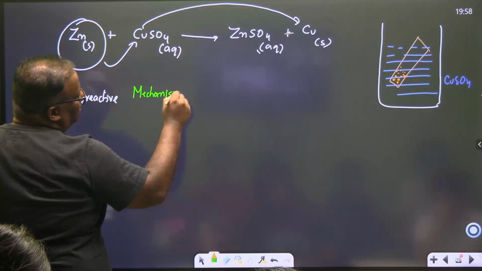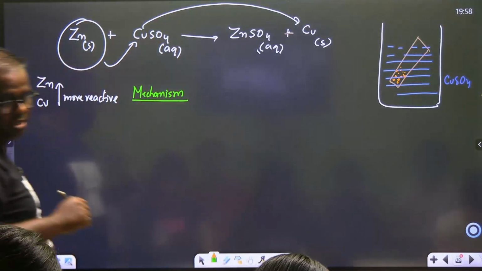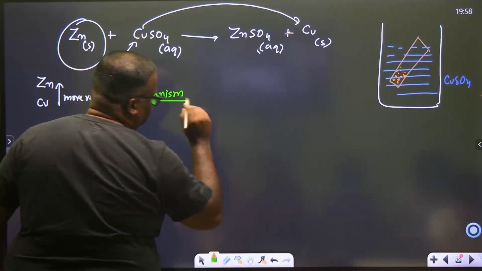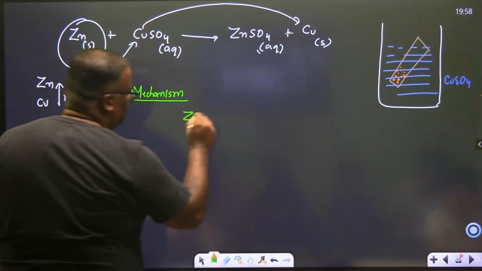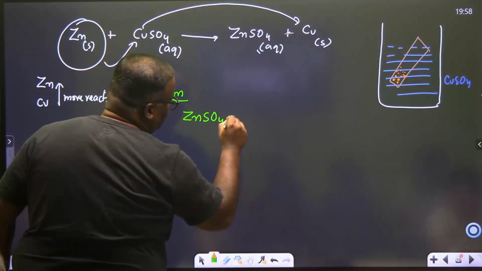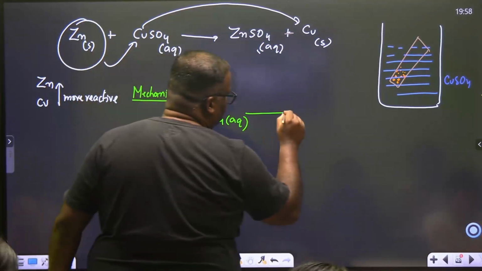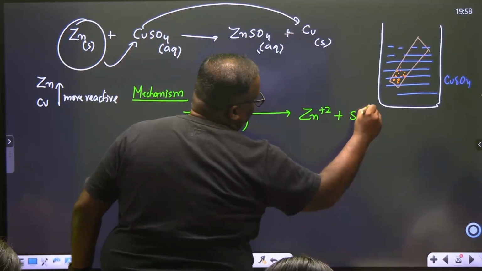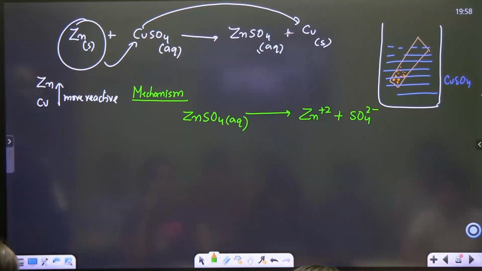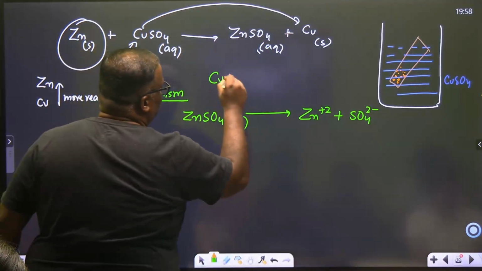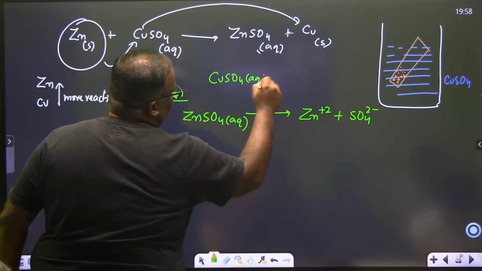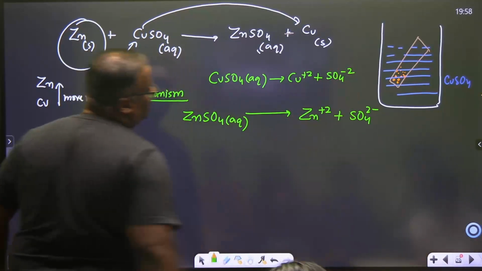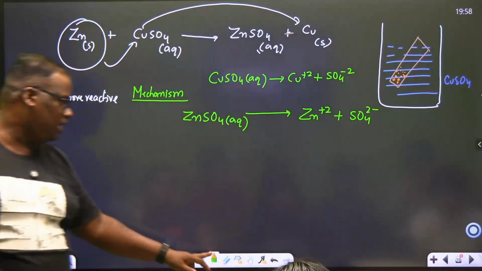If you understand this mechanism, it will help you identify redox reactions later, not by your book, but by a detailed process. So let's see zinc. ZnSO4 aqueous actually comprises two ions, that is Zn2+ and SO4 2-. Do you agree? Similarly, CuSO4 aqueous will dissociate into Cu2+ and give you SO4 2-. Agreed? Now let's see how this reaction happens.